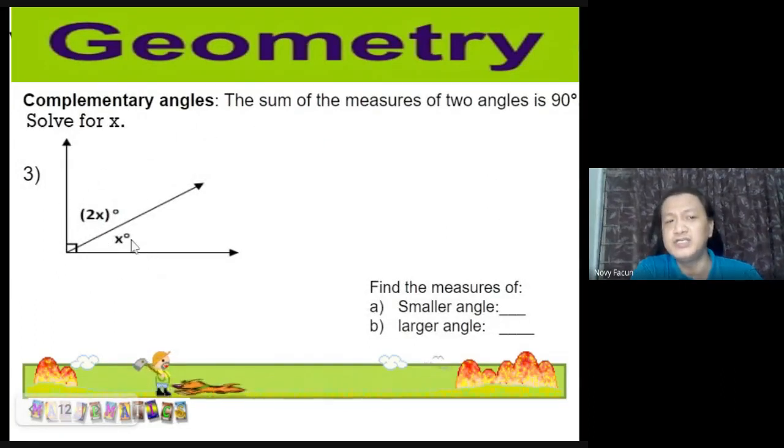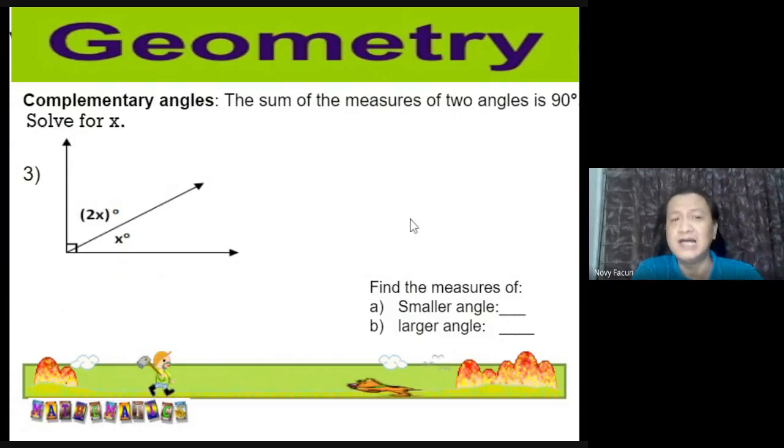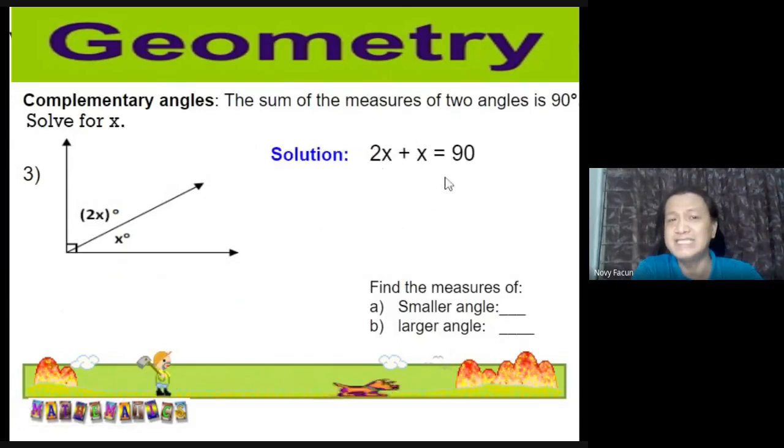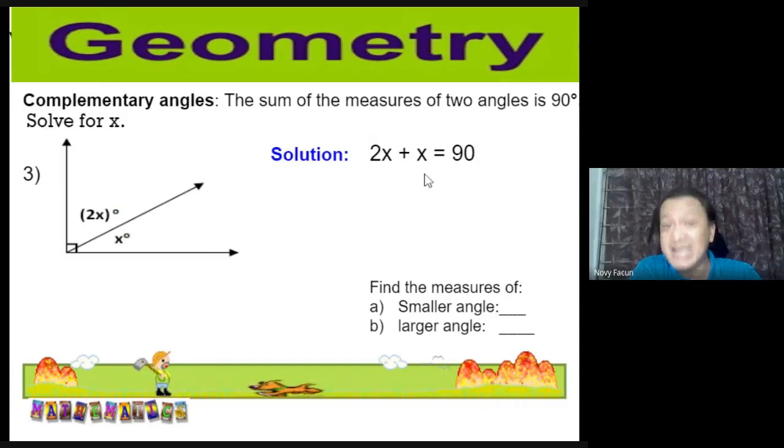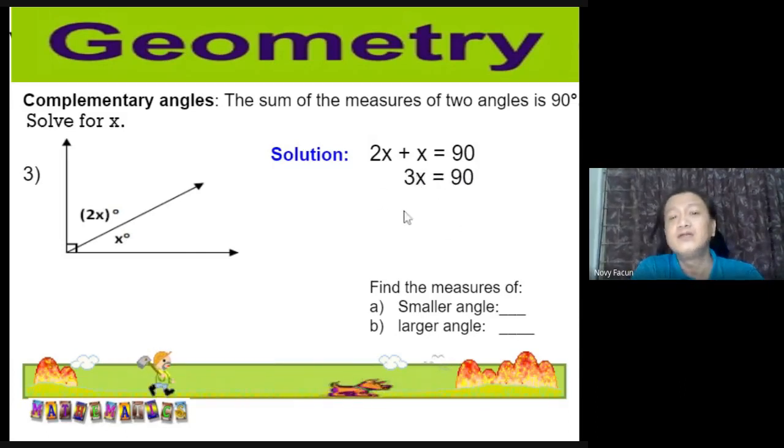2x is the larger, the smaller one is x. So first, you're going to write the equation. How do we write it? Okay, it's like this: 2x plus x equals 90. And then, combine like terms. Going back to our equation, 2x plus x, obviously, that is 3x. And we need to remove the 3 there. Divide both sides by 3.